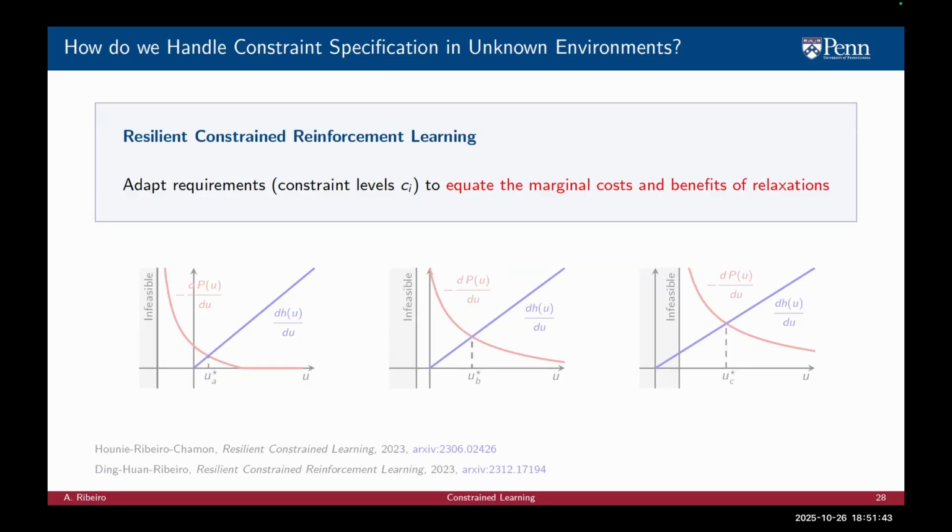And for that reason, you would like to have some kind of automated mechanism for you to be able to adapt these requirements. And we will do that, borrowing from economics, as a matter of fact, by introducing these equilibrium conditions in which we equate marginal costs and benefits of constraint relaxations. Anyways, that's a sort of preview of the three things that I want to cover in the next 30 minutes of this talk.